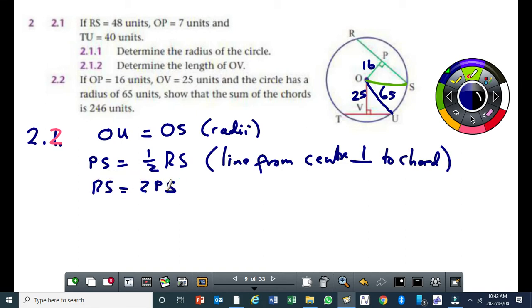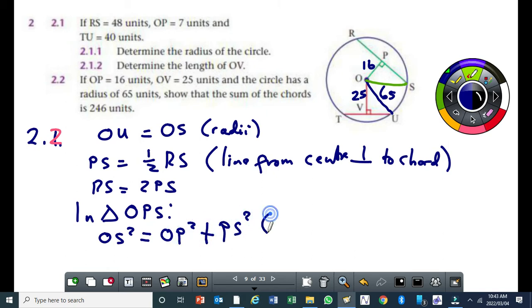So I'm going to calculate the length of PS. Then I'll multiply it by 2, then I'll get my RS, which is my chord. So in triangle OPS, if I use the theorem of Pythagoras, I can write OS squared is equal to OP squared plus PS squared. That's Pythagoras.